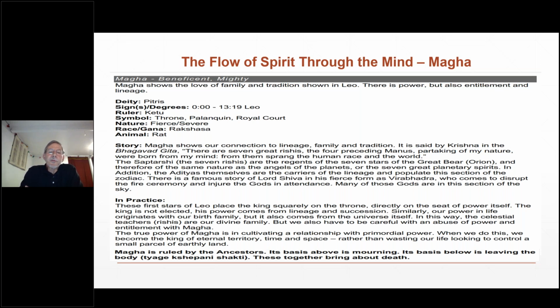So these first stars, as I said, they place the king squarely on the throne. So let's say, for example, if you have Sun in your chart and it's in Magha, it basically shows you are the king. Because it's sitting in the first part where the Sun is what's called Mula Trikona.